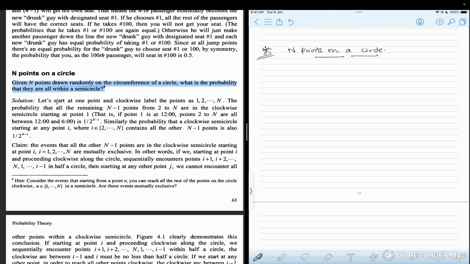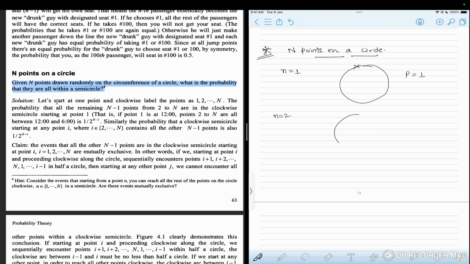So the solution is a little tricky to understand. So I'll try to convince you of the solution by explaining it in more detail. So we'll start with a simple case of n is equal to 1. When n is equal to 1, no matter where you choose the point, it is always going to lie on a semicircle, as is evident from the picture. So the probability would be 1.